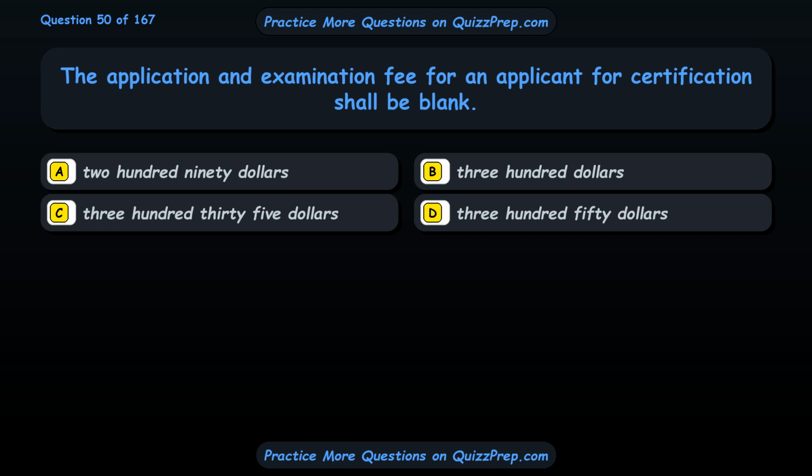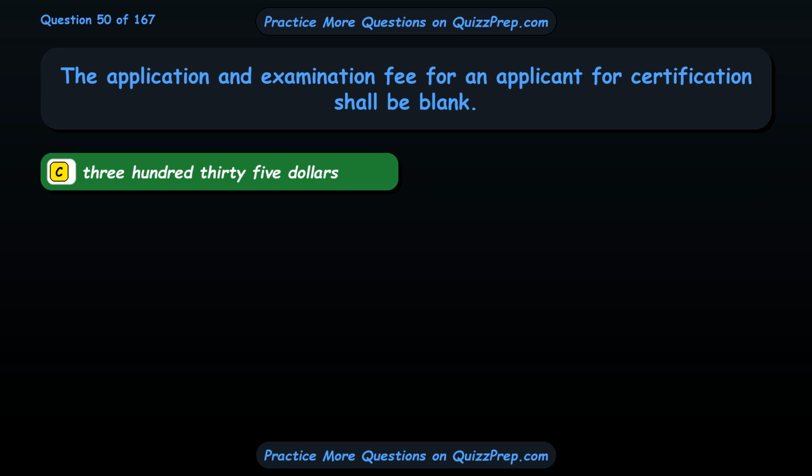Question 50. The application and examination fee for an applicant for certification shall be blank. Option A. $290. Option B. $300. Option C. $335. Option D. $350. The correct answer is option C. $335.